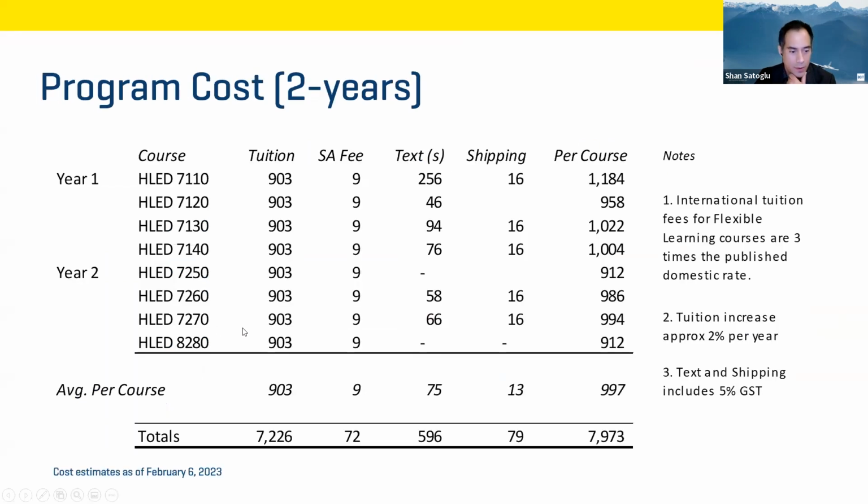In terms of the cost of the program, the total amount is just under $8,000, $7,973. The tuition is standardized for the courses. It's $903. There's a variety of nominal additional fees, like the student services fee. If you have textbooks from BCIT, there's a shipping cost for that, and so on. And you can also see that the first course in the program, 7110, the text fee is higher because it includes a reference text for the LEADS in a Caring Environment Framework and some other materials.